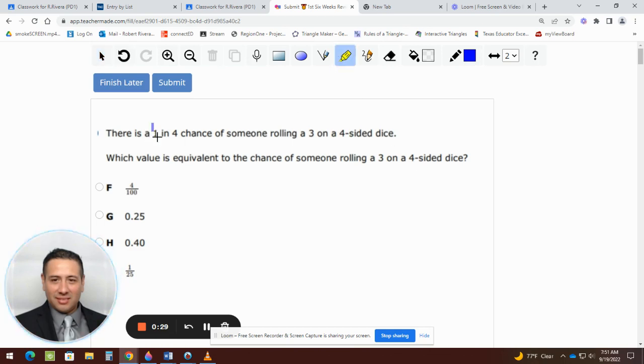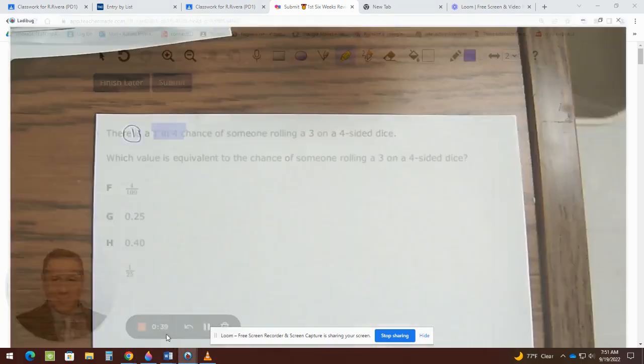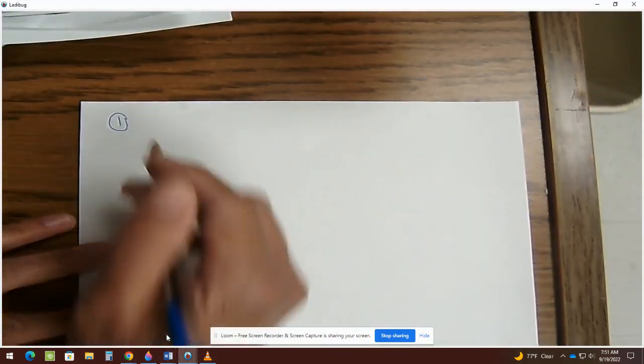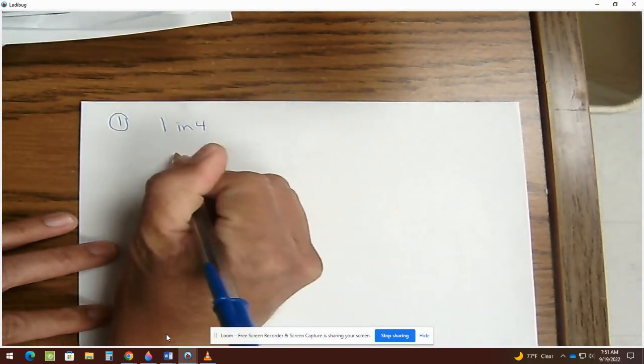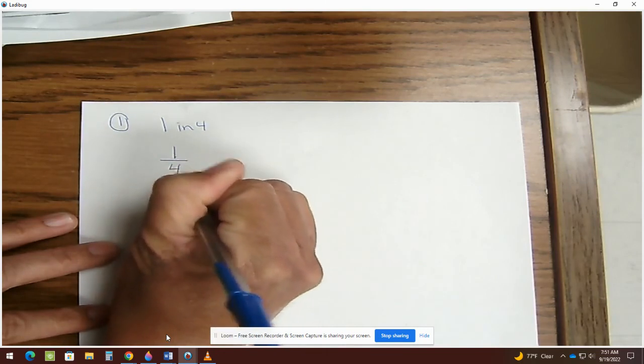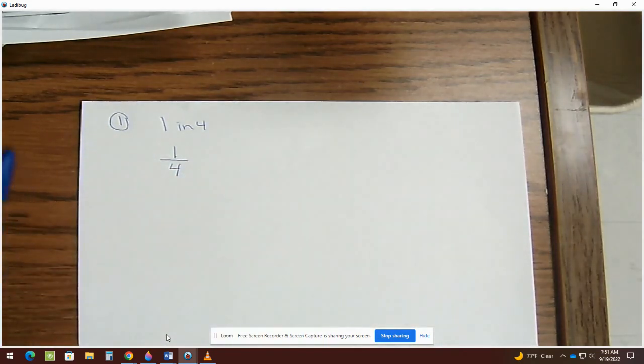So as soon as I saw this right here, what do you think that is when I go 1 in 4? That would be 1 and 4. Yeah, but what is it? Like a fraction. Good, thank you. Very good. So if I go 1 in 4, I know that would be a fraction, right? Yes? Okay.